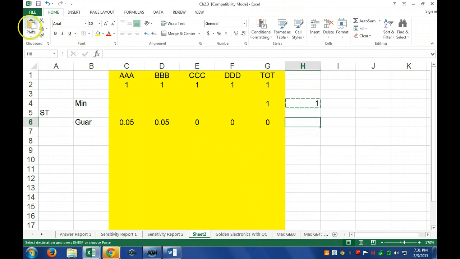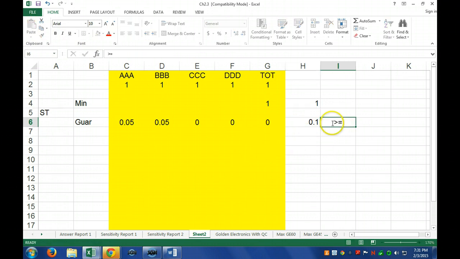That's where my sum product formula is. That has to be greater than or equal to 3,000. What's that? GDD is 0.02. Thank you.